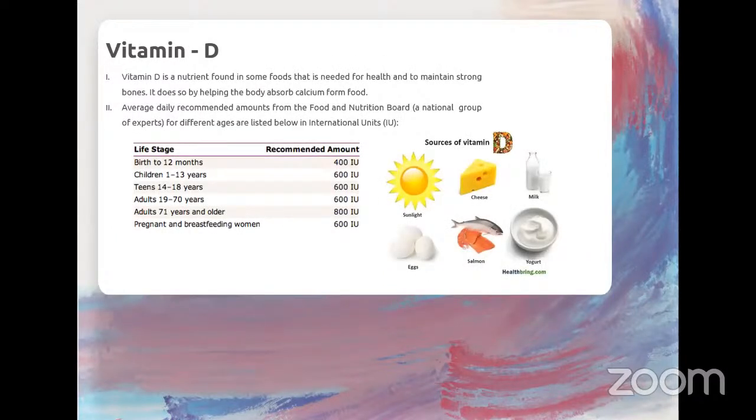So vitamin D, how is vitamin D helpful? It will mainly help the body to absorb calcium from the food, okay. And as you can see here, this is the unit of vitamin D that is recommended for the particular years of that child. And certain sources of vitamin D are cheese, milk, yogurt, salmon, eggs, and normal sunlight. So you have to make sure that this is included in an athlete's diet.